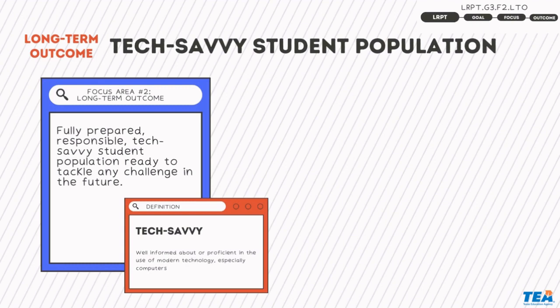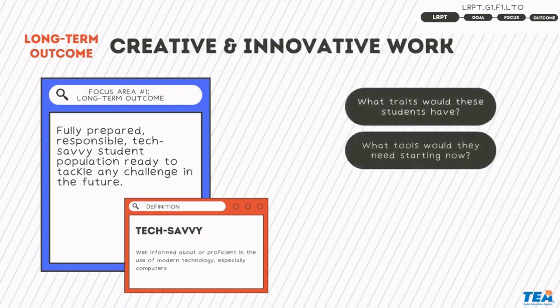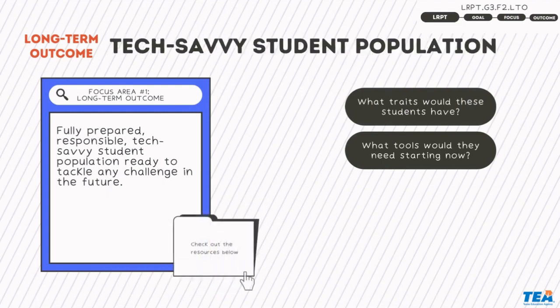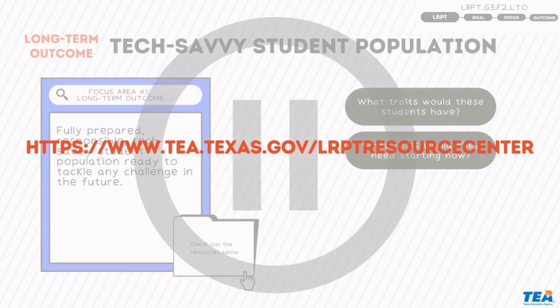What would a tech-savvy student population look like at your school? What traits would these students have? What tools would they need starting now? Look below for resources to use as you create the vision for this type of student population. Use your worksheet to reflect on what a tech-savvy student population would look like at your school.